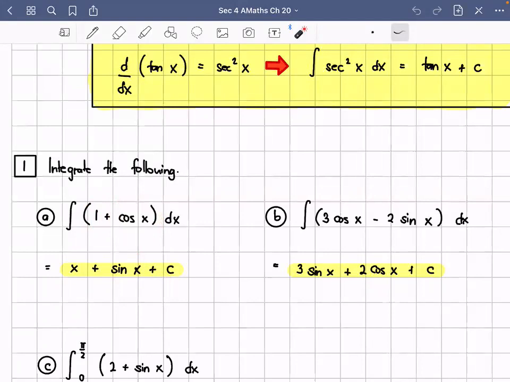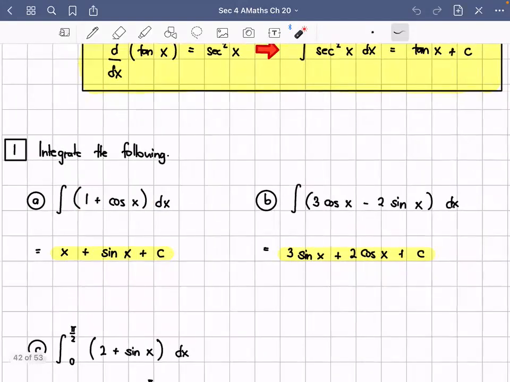Right, now let's go to letter B. Now, what if there's a coefficient in front of the trigonometric function, okay? So basically, it's the same thing like what we did before in our previous topic. You set aside 3 like this, and then what is the antiderivative of cosine x? So it's sine x, okay? And then minus 2. So you put down negative 2 here, okay?